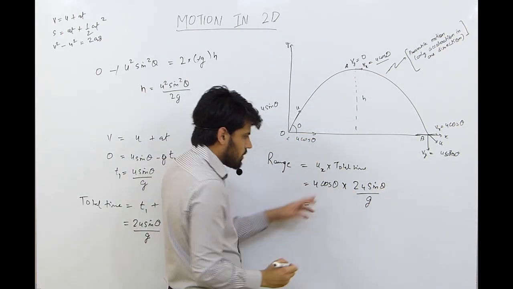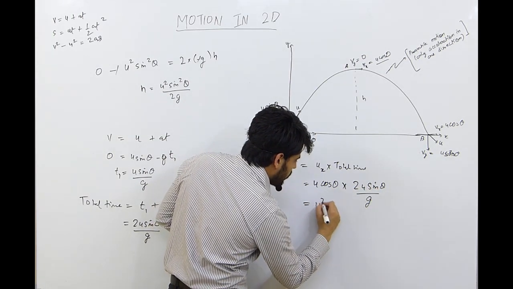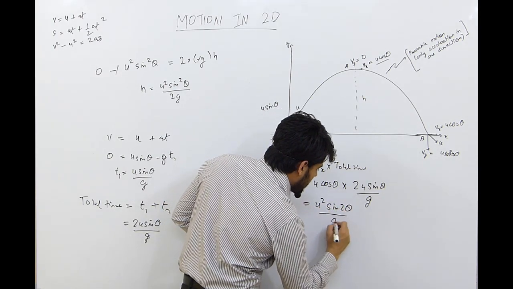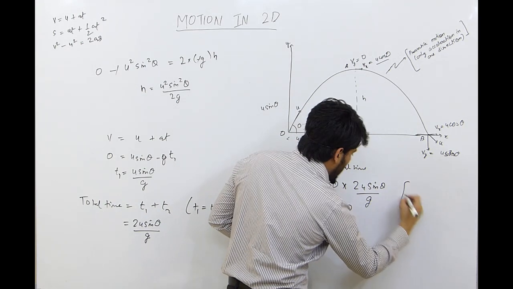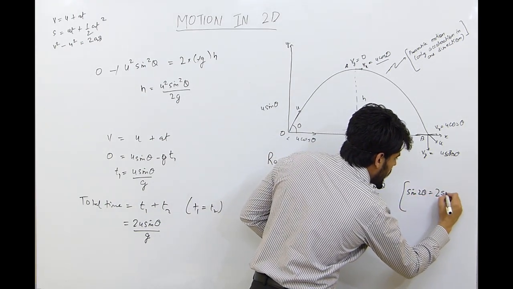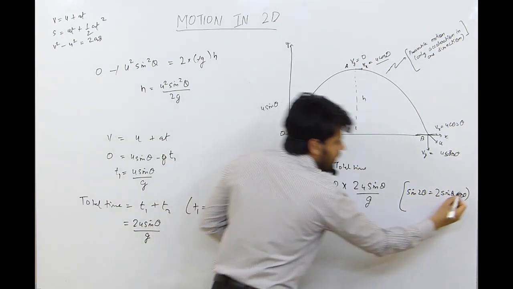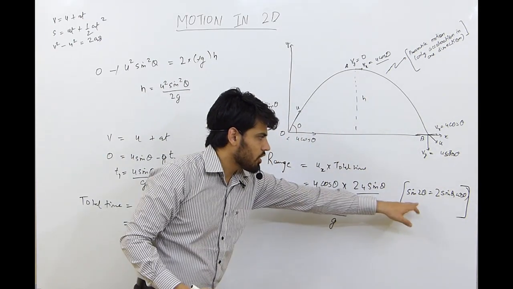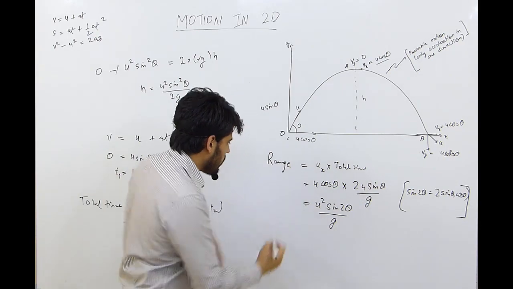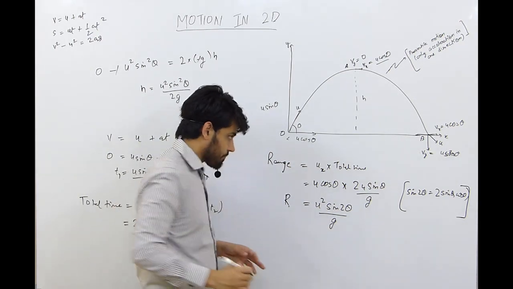Now you can use the formula 2 sin theta cos theta. It will become u square sine 2 theta by g. I'll write using the equation sine 2 theta is equal to 2 sine theta cos theta. Using this equation we will resolve cos theta and 2 sine theta into sine 2 theta. So R is counted as this. This is the range.